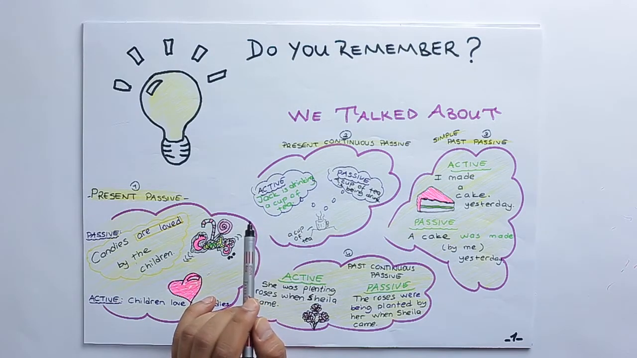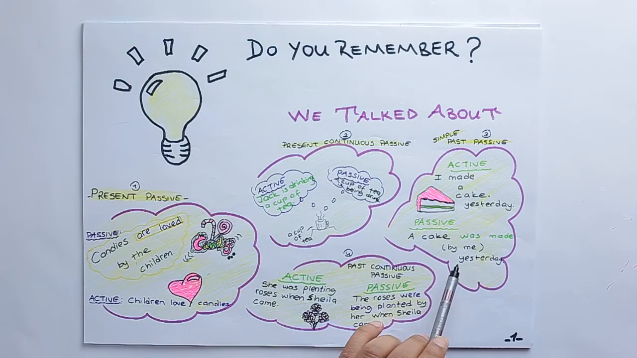For the simple past one, the active sentence is I made a cake yesterday. The passive form is a cake was made by me yesterday. And lastly, past continuous passive. The active sentence says she was planting roses when Shyla came. The passive sentence is the roses were being planted by her when Shyla came.